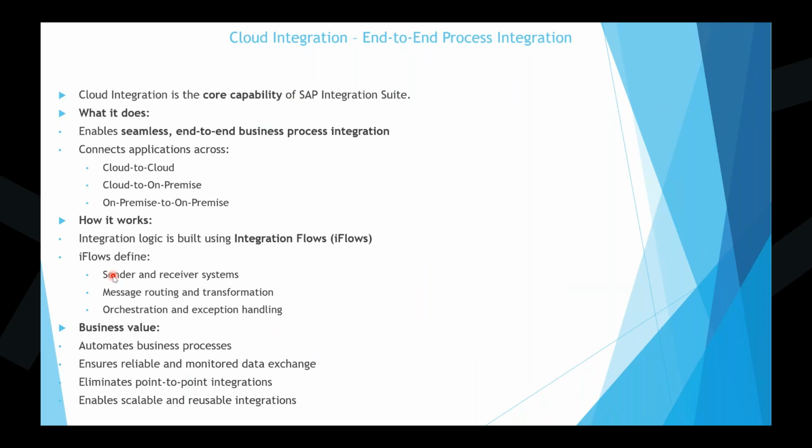What's inside an iFlow? Sender channel, how the message arrives; processing steps, what happens to the message; receiver channel, how the message is delivered to the target system; error handling, what happens if something goes wrong. Everything you can track, alerts are there, logs are there. Why eliminating point-to-point matters: without a central platform, 10 systems equal 45 connections. It's a nightmare to manage. So with Integration Suite as a hub, 10 systems equal 10 connections. That is much simpler. Is it clear? Any questions?